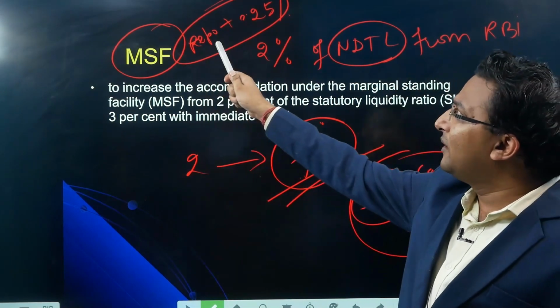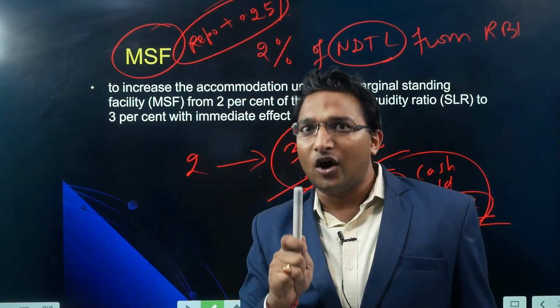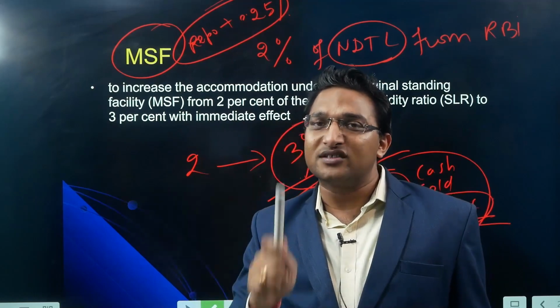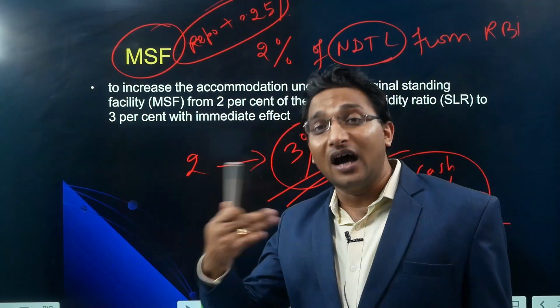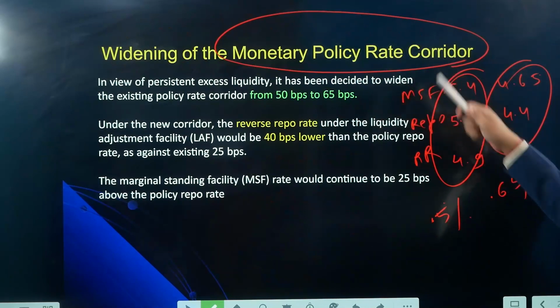This MSF is available at the rate of repo rate plus 0.25%. So repo rate is now 4.4%. This 0.25% addition will mean MSF is available at 4.65%. So rate of interest has been reduced, and the limit has been increased from 2% to 3%. Monetary policy rate corridor has been increased.